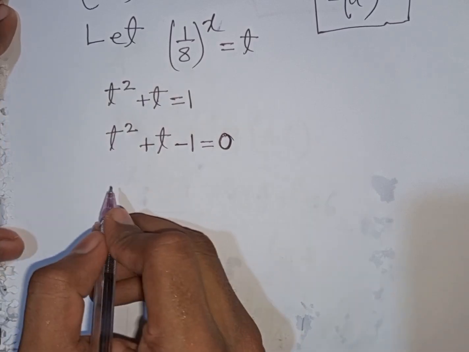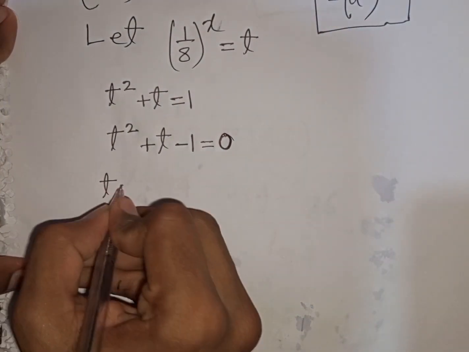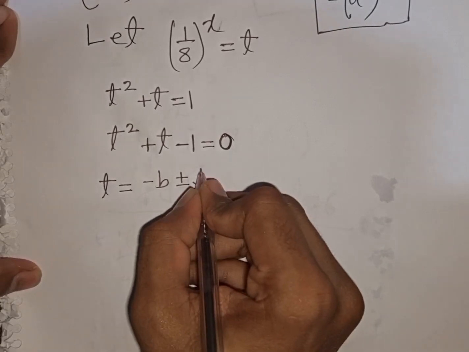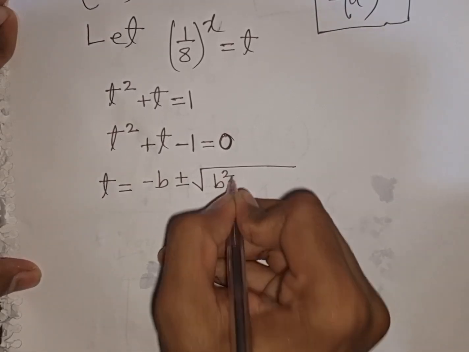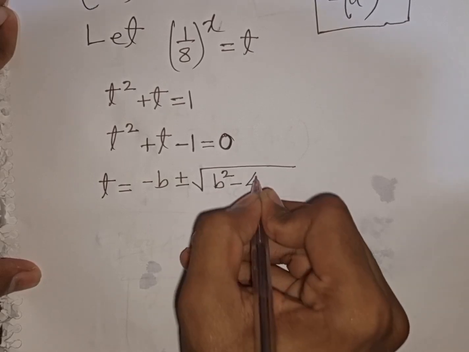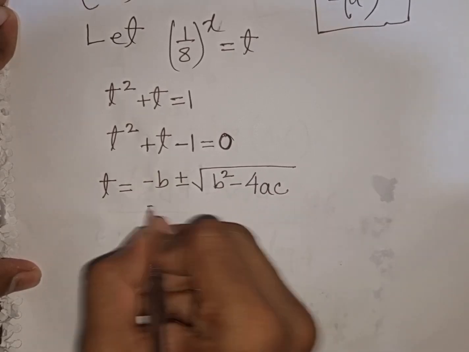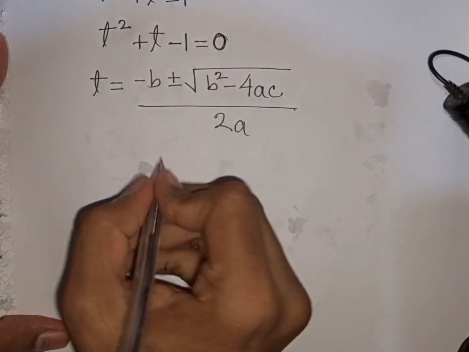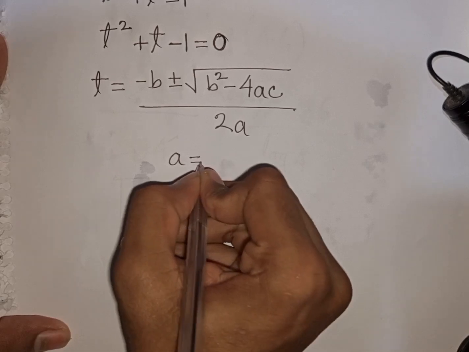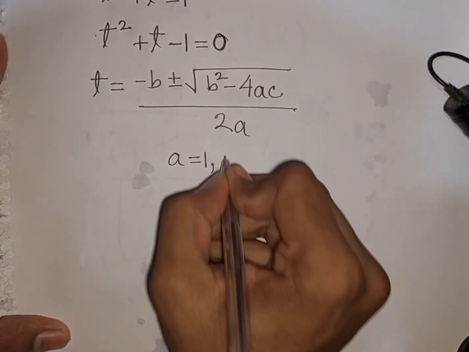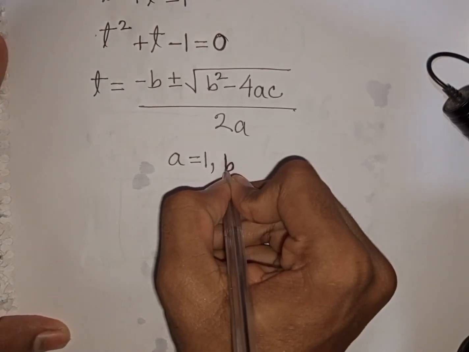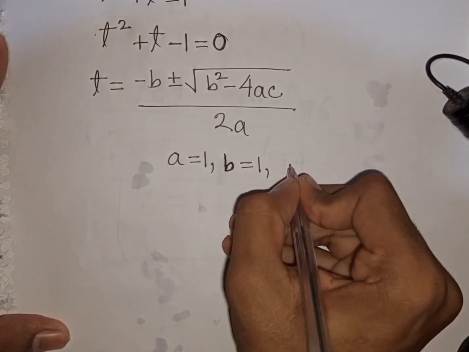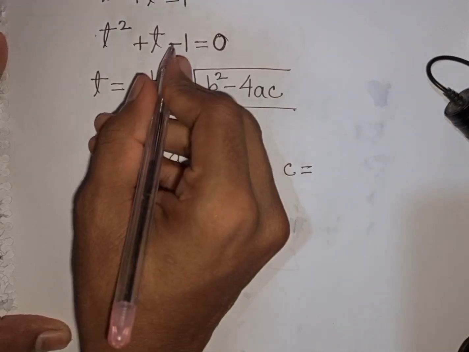Now, here I can apply the quadratic formula. So, I can write t is equal to minus b plus or minus a square root of b square minus 4ac divided by 2a. Here a will be equal to 1, then b will be equal to 1, after that c will be equal to negative 1.